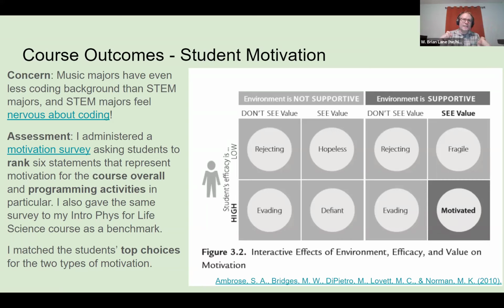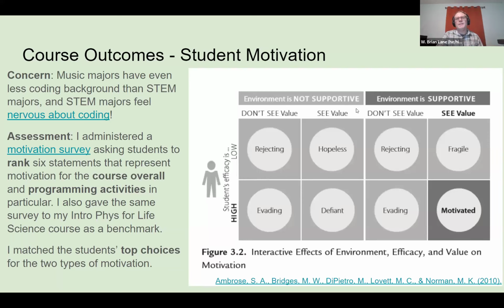So in order to track this, in order to understand this, I administered a motivation survey. I based the motivation survey on this framework out of How Learning Works. The basic idea here is that motivation comes from three places. First, it comes from whether students feel that they can succeed in the course. That's their self-efficacy. Do they have high self-efficacy? Yes, I can do this. Do they have low self-efficacy? I don't think I can do this.